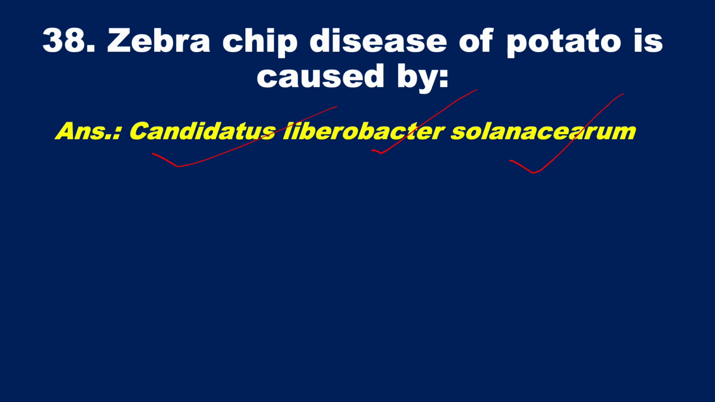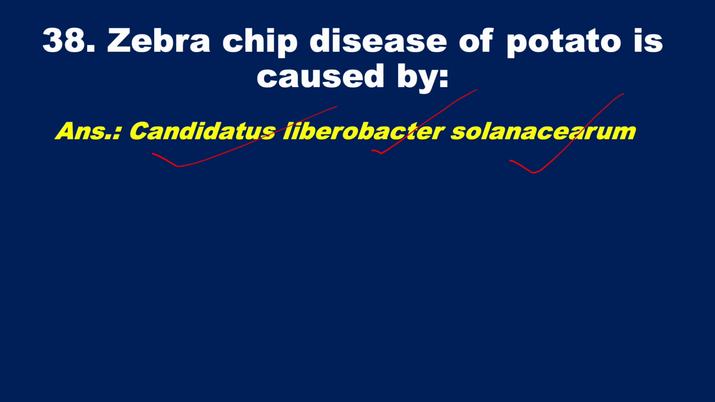Now let us see what type of symptoms develop on the stems. In stems, it produces purple streaking. So here, infected stems may display purple streaks or discoloration. Then followed by symptoms on the tubers. In the tubers, the symptom that develops is also called zebra striping. Here, the most characteristic symptom of zebra chips disease is the appearance of dark, wavy, as well as irregular striping or banding on the surface of the potato tubers.